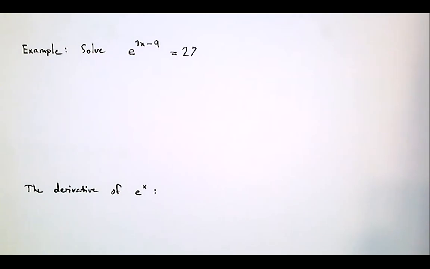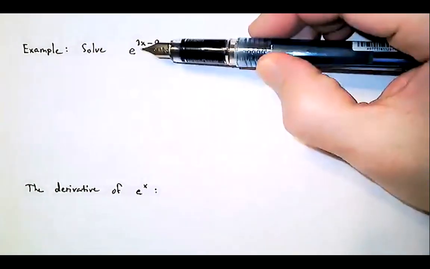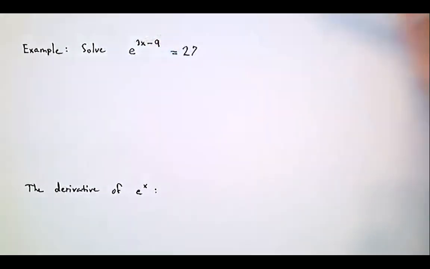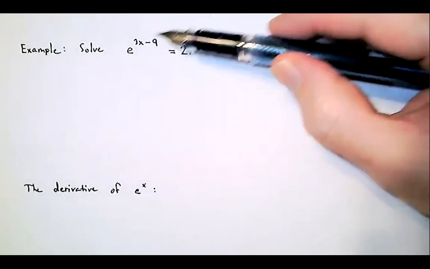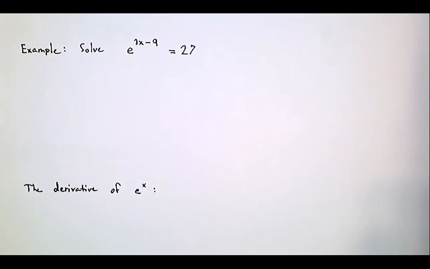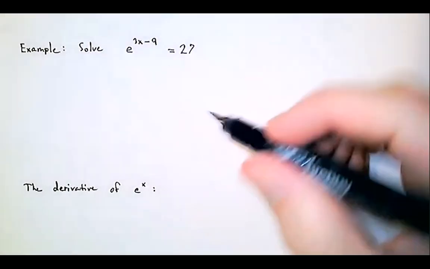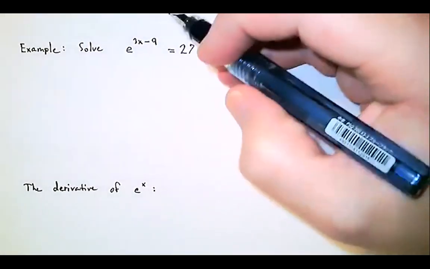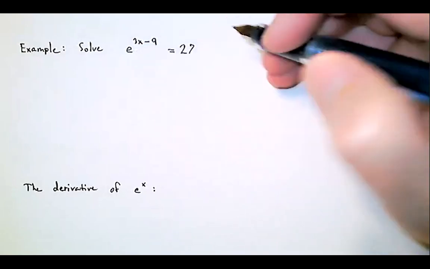Okay, so now let's look at an example where we have to solve an equation with an exponential function in it. So we need to get x out of the exponent. And in order to solve this, we're going to use the inverse of the exponential.